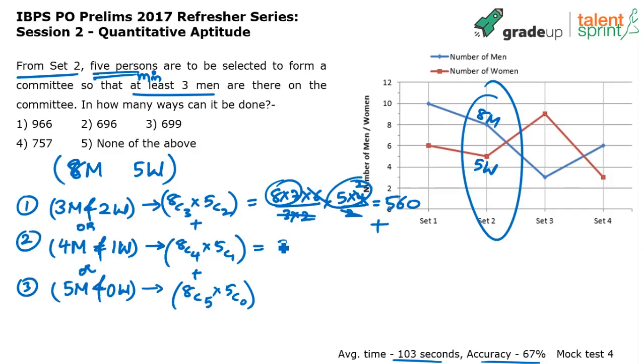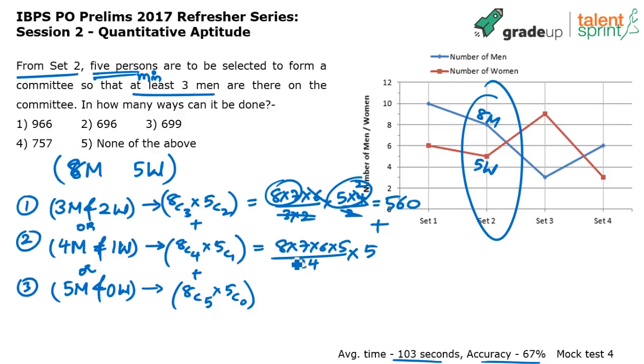This one, 8C4. 8 into 7 into 6 into 5 by 4 into 3 into 2 into 1. So that's like 24, into 5C1, you know is 5. Yes or no? 8C4 is 8 into 7 into 6 into 5, over 4 factorial. The denominator will have 4 factorial, which is 24. 5C1 is 5. Simplify this now.